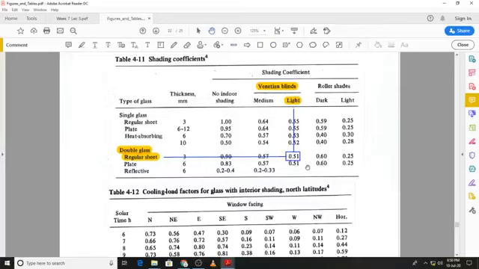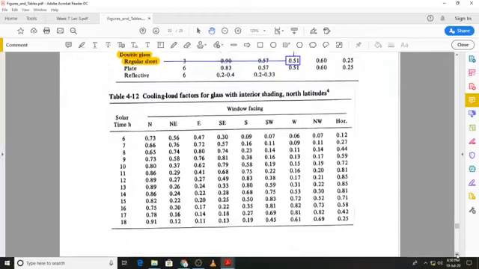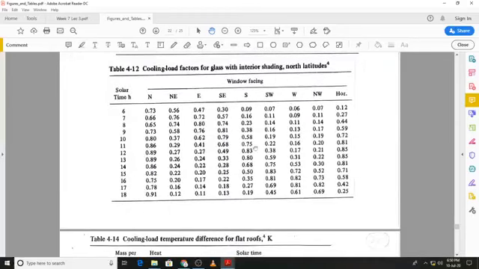And the value of the shading coefficient is 0.51. That was the value that we had used in the solution. And finally, we need the cooling load factor, for which table 4-12 is the one that we will use. Once again, the orientation, it's the west facing window. And the solar time is 1400 hours.